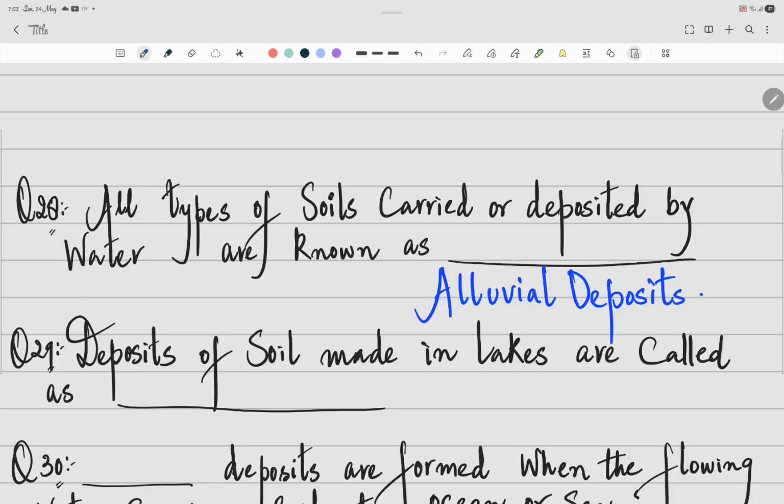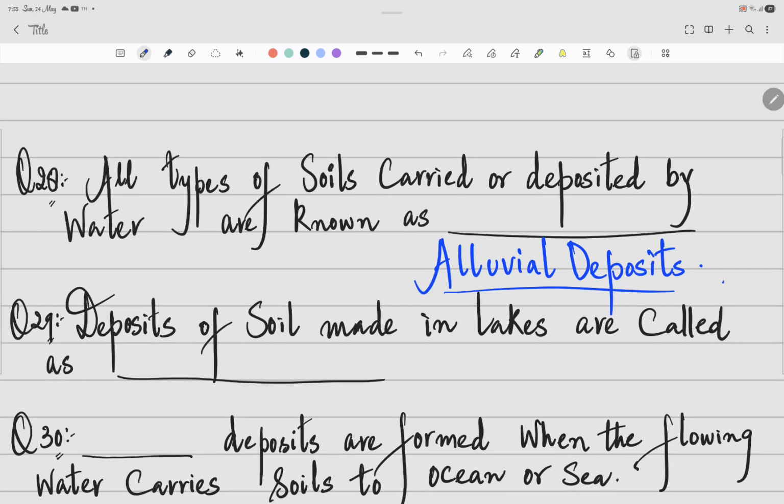All types of soils which are carried and deposited by water are known as alluvial deposits. As we know, when the physical disintegration or the chemical decomposition of rocks takes place and soils get formed, they can either remain with their parent rock at the place of their formation, or they can get transported by certain agencies of transportation, and water is one of the most important agencies of transportation. And if the soils are transported, carried, or deposited by water, those types of soils are known as alluvial deposits.